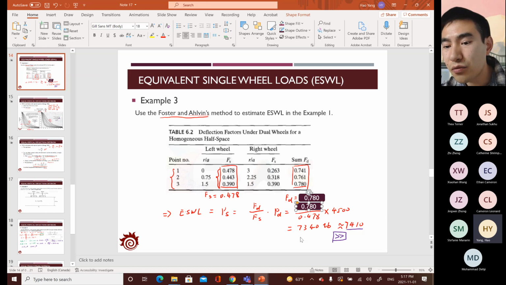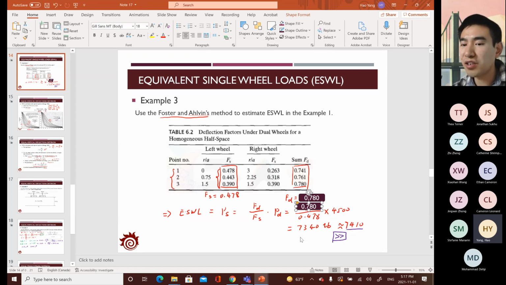7,340 pounds. And this one is pretty close to the one that we estimated in the previous example, the first example with the linear relationship. But this is actually just in the real case. Usually with the Foster-Ahlvin method, the ESWL that is estimated will be much higher than the one from the linear relationship. You will find out the difference in some homework assignment, and maybe in some other examples in this class.